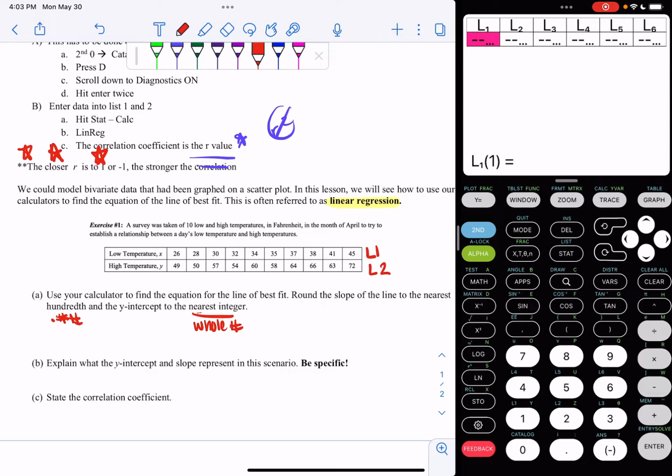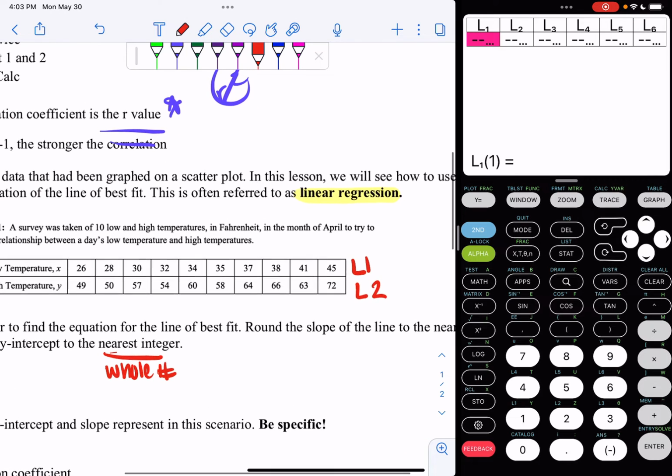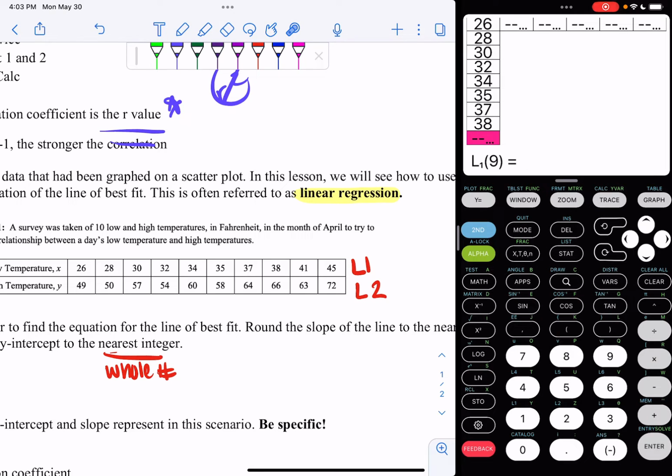Everything in this class is going to go in L1 and L2. So I'm going to put my x values in L1. So I'm going to do my 26 all the way to 45. And you have to make sure you do each and every single one. So I do 26, 28, 30, 32, 34, 35, 37, 38, 41, and then 45.